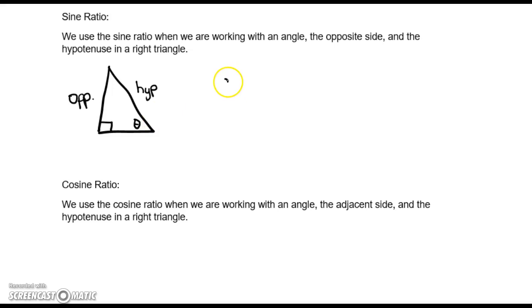So according to the sine ratio, we have sine of some sort of angle theta is equal to your opposite over your hypotenuse. So we would use the sine ratio when we're working with an angle, the opposite side, and the hypotenuse. That'll be one reason why it's really important to label our triangle before we even start doing any kind of work, because we'll have to figure out which ratio we're using.